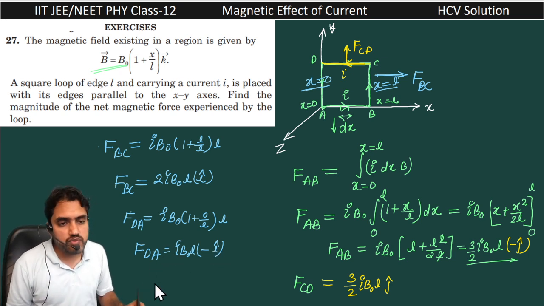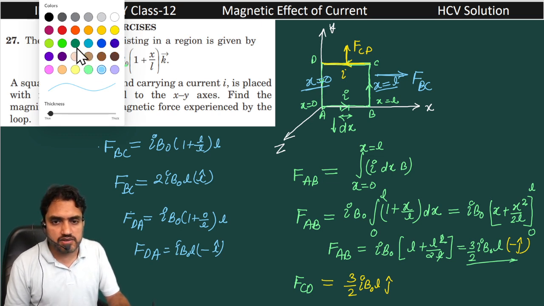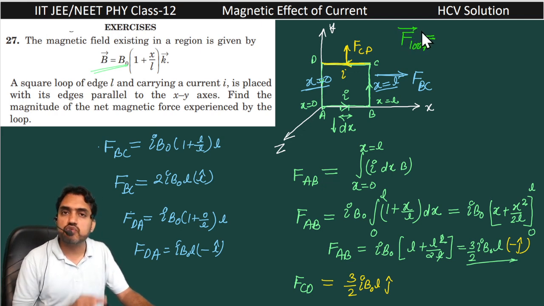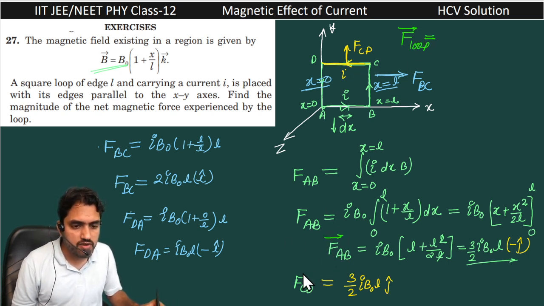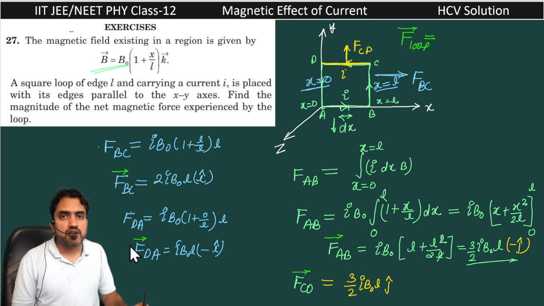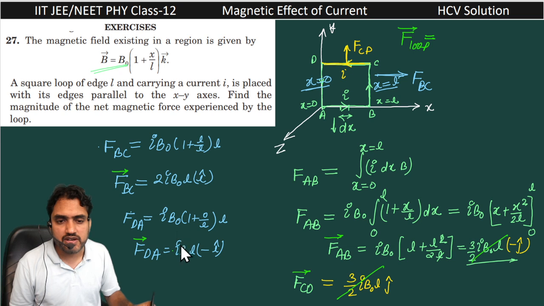Okay, so if we are just finding the net force, the net force F on the loop is equal to, in vector form, the addition of all these forces. All these forces we are taking in vector form. So these two forces will cancel out, and we have to subtract these two.